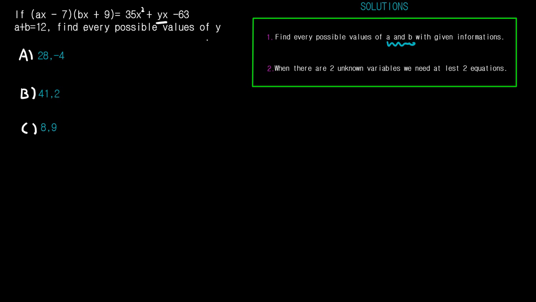So we can think of our solution for this question as formed by two steps. In step 1, we need to find every possible value of a and b, which are the coefficients of the x term. And in the second step, we need to be careful that when there are two unknown variables such as a and b, we need to have at least two equations to solve it.